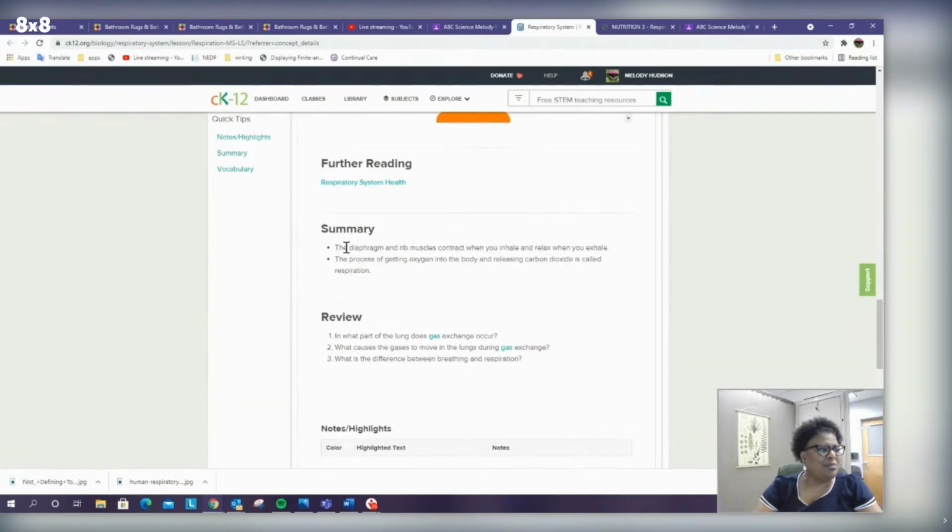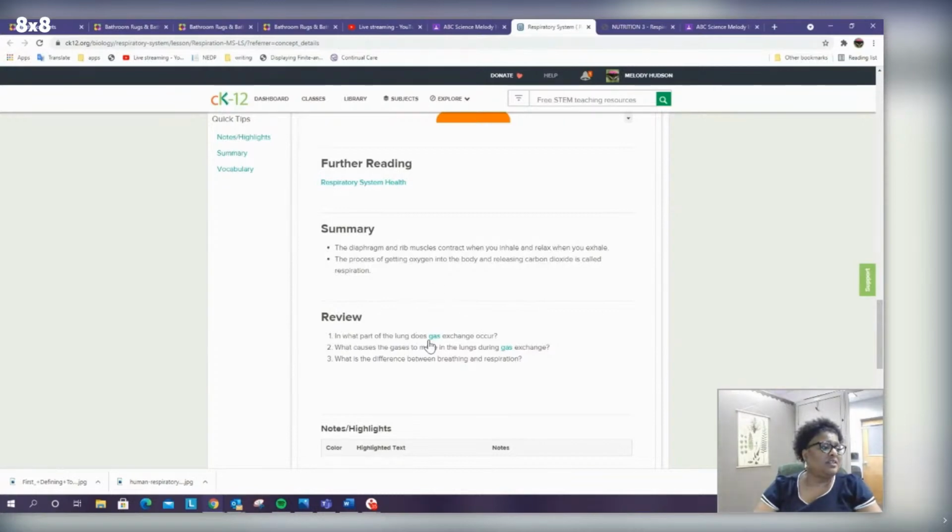So then, summary, the diaphragm muscles contract when you inhale, relax when you exhale, and the process of getting oxygen into the body and releasing carbon dioxide, that whole process is called respiration.